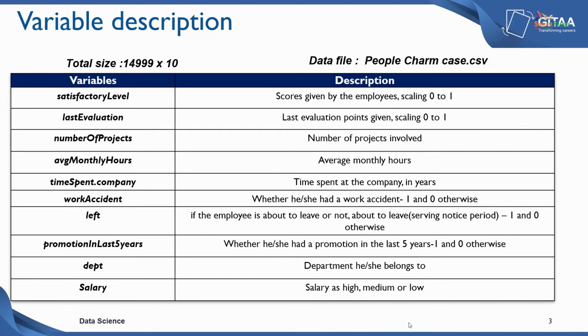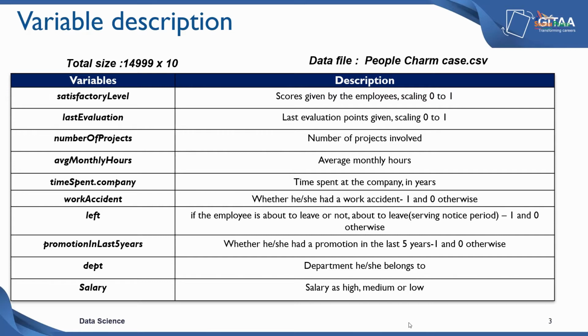The variable average monthly hours tells us the average hours spent by an employee in a particular month. Now this is a continuous variable and the units are hours. The variable time spent dot company tells us how many years a particular employee has spent with the company. The variable work accident tells us whether a particular employee met with an accident while he or she was employed with the company. If they met with a work accident, this variable takes a value 1, otherwise 0.